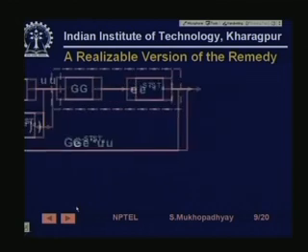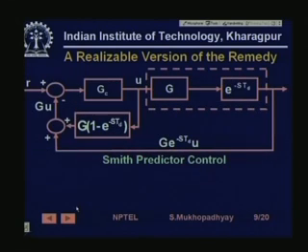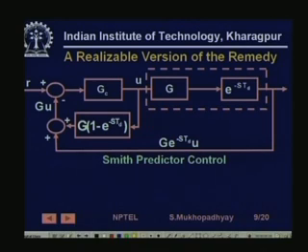let me put a so called realizable version of the remedy. So now what I am going to do is this. You see, I am giving the original feedback which I was giving, normal feedback, and apart from that I am giving an additional feedback. So what is this? Typically speaking, in the ideal setting, y is equal to g into e to the power minus s td into u, correct. So this is g into e to the power minus s td into u.